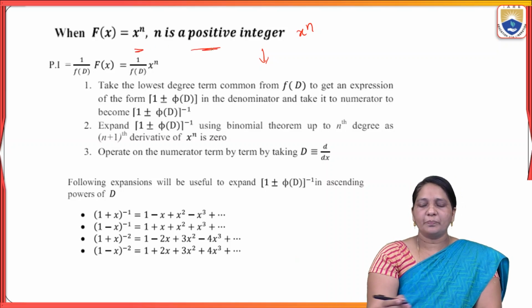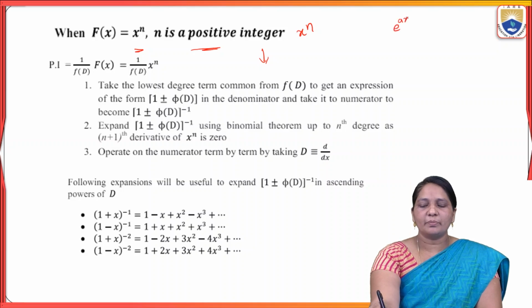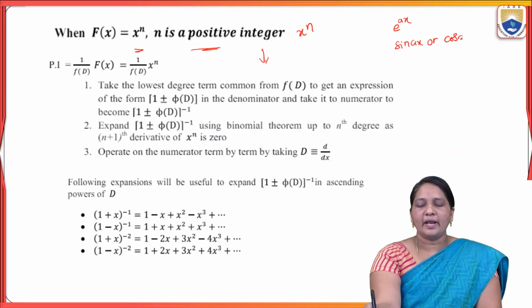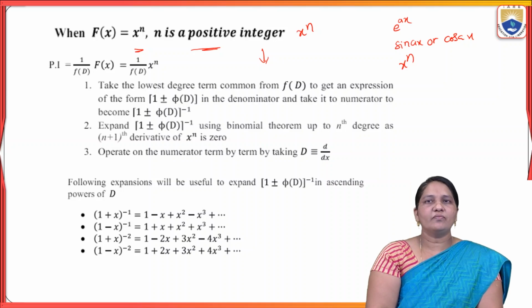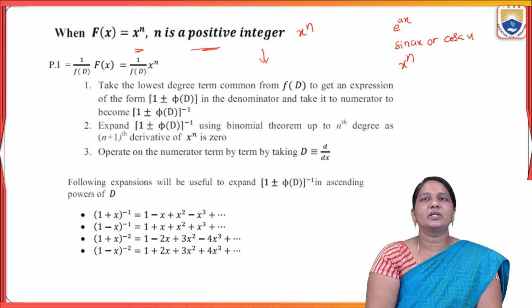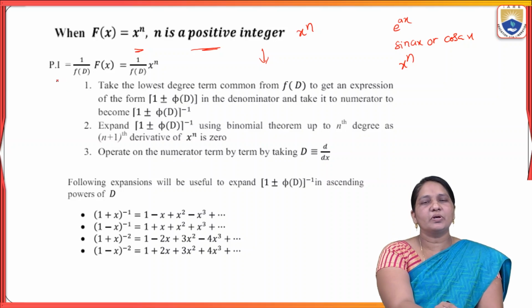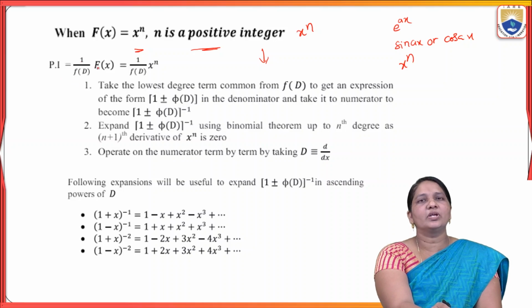Here, if q of x value is x power n and n is a positive integer. Up to now we discussed the formulas if f of x value is e power ax or sin ax or cos ax, and next one is x power n. If you are having x power n, what is the formula? How to convert the given equation form? See here, particular integral is 1 by f of d into capital F of x, which is equal to 1 by f of d into x power n.